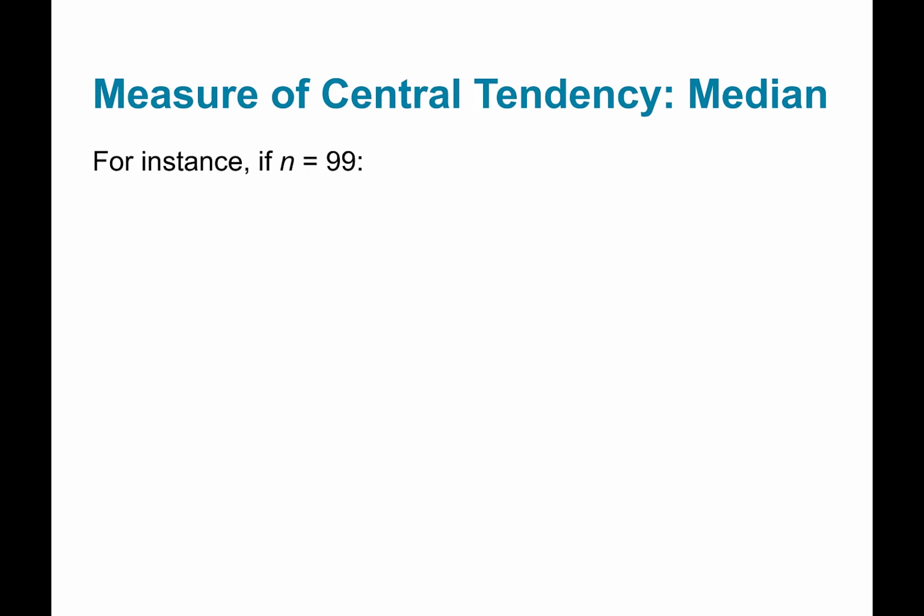So let's say, for example, n is 99. Then the location of Q2, our median, is going to be 99 plus 1 divided by 2. So the 50th data value in order, so remember you have to order the data first, but the 50th data value is going to be your median.